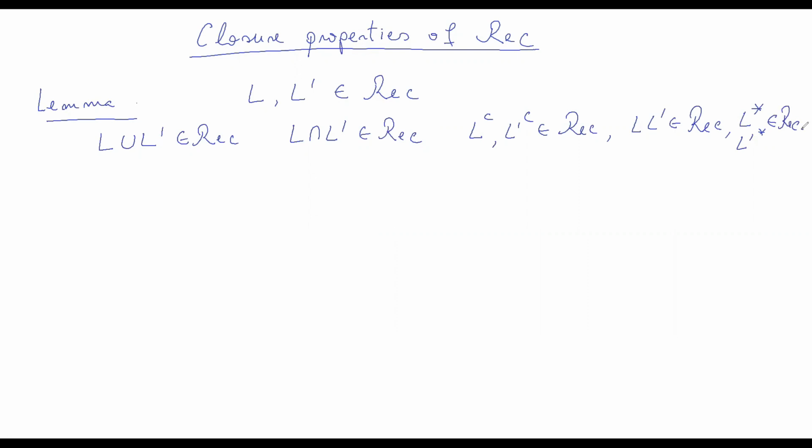So that's the main result I want to prove, and I'm going to prove it in a constructive way, meaning that given such languages, you will have the ability of building an automaton recognizing all of these languages. So here is the proof.